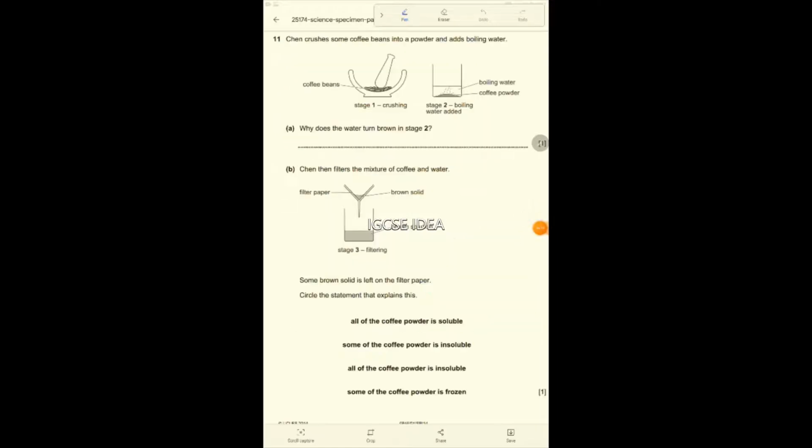Question 11. Chen crushes some coffee beans into a powder and adds boiling water. Why does the water turn brown in stage 2? So this is stage 1 and this is stage 2. As a solution is made. Chen then filters the mixture of coffee and water. Some brown solid is left on the filter paper. Circle the statement that explains this.